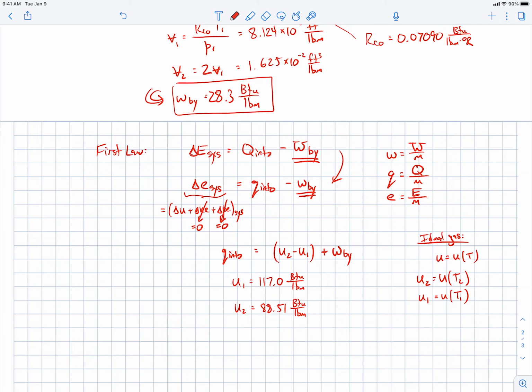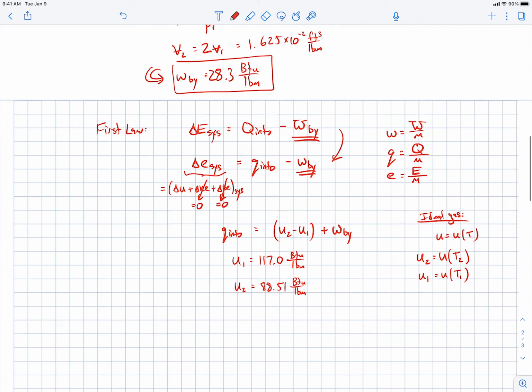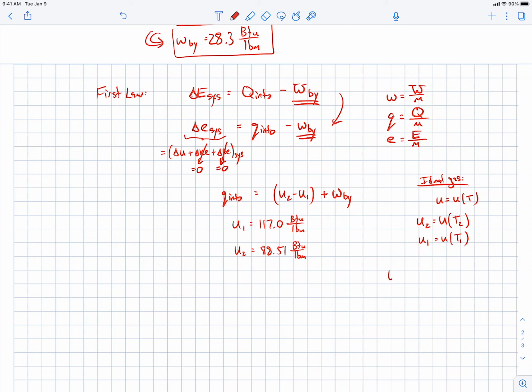By the way, depending on the table you use, you may end up looking up the specific internal energies in terms of BTUs per pound mass mole or per pound mole. And the way you convert it over is the following. To get the specific internal energy in BTUs per pound mass, it would be the specific internal energy in terms of BTU per pound mole, or pound mass mole, divided by the molecular weight. Let me erase that line, make it better.